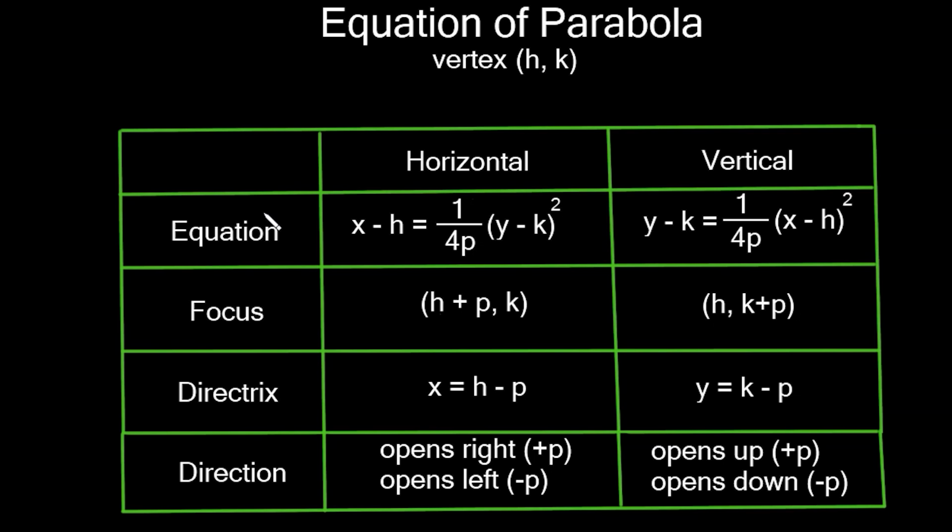Okay, so in this example here, we're going to be talking about how to get the equation of a parabola. And you can see that we're dealing with either a horizontal parabola or a vertical parabola. Now, I have a whole table here of everything that you're going to need to find the equation of a parabola. But to be honest with you, you only really need to know this part here, which is going to be the equation, and this part here, which is going to be the direction.